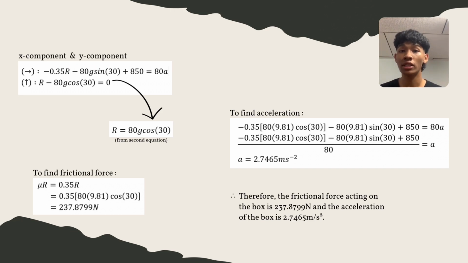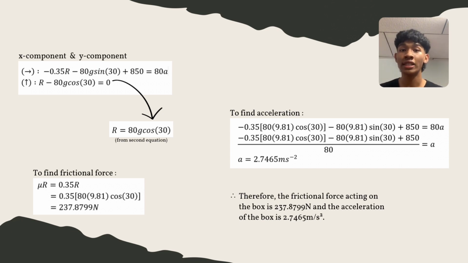Since we are applying Newton's second law, which is F equal to ma, the left side should be the summation of force and the right side should be the mass multiplied by acceleration. For the x component, the equation will be negative 0.35R minus 18g sin 30 plus 850 equal to 18a. For the y component, the equation should be R minus 18g cos 30 equal to 0.